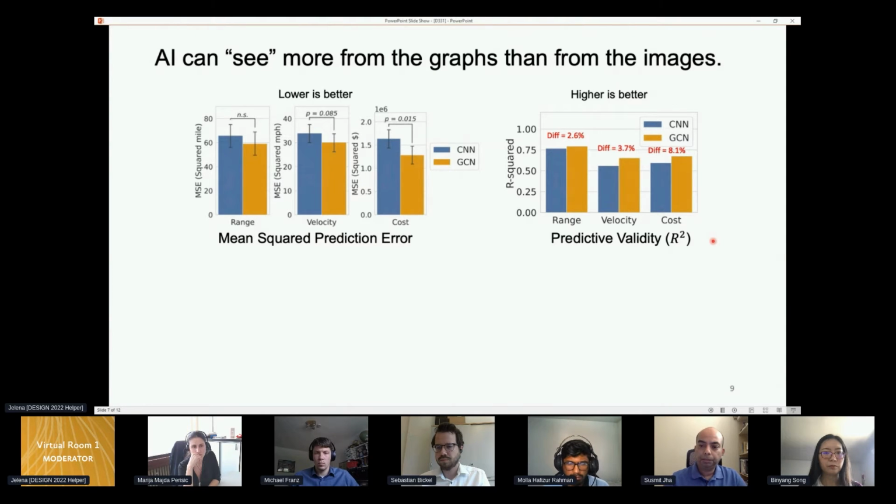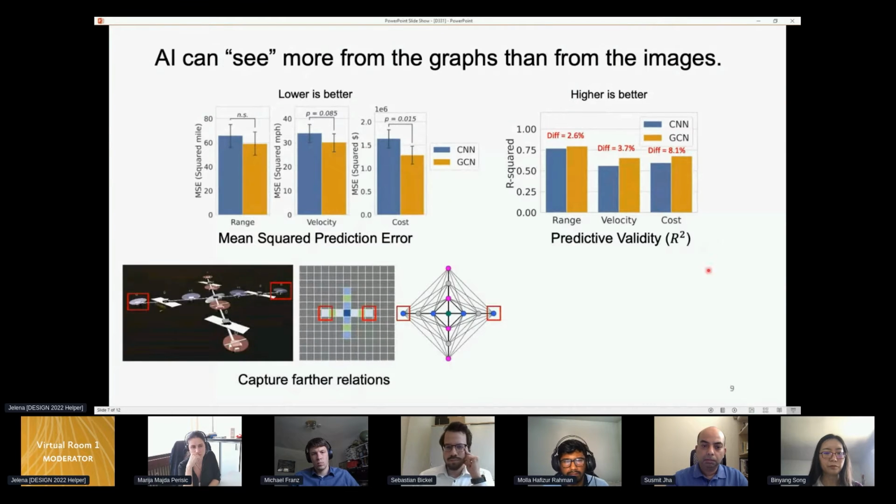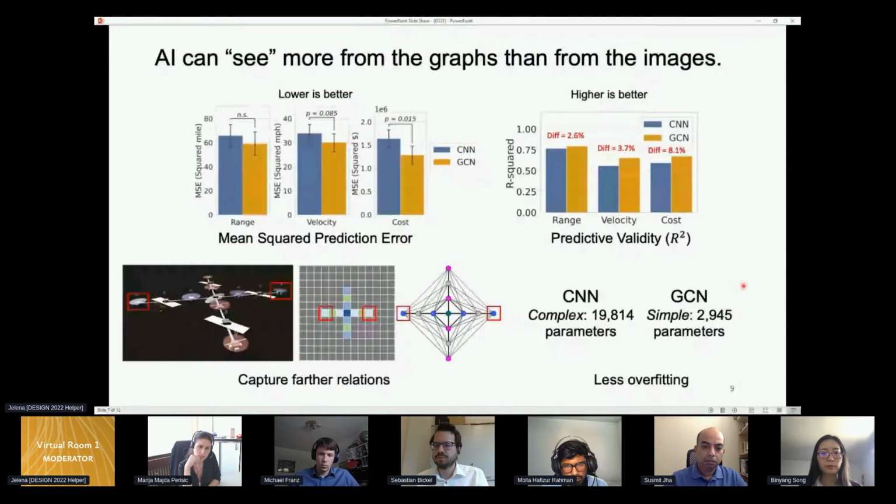2 reasons explain the effectiveness of the graph representation. First, compared to the image representation, the graph representation can capture the interactions between components far away from each other, since there is a direct link between them. Second, the GCN has much simpler architecture and much fewer trainable parameters than the CNN. Therefore, the GCN can avoid overfitting better.